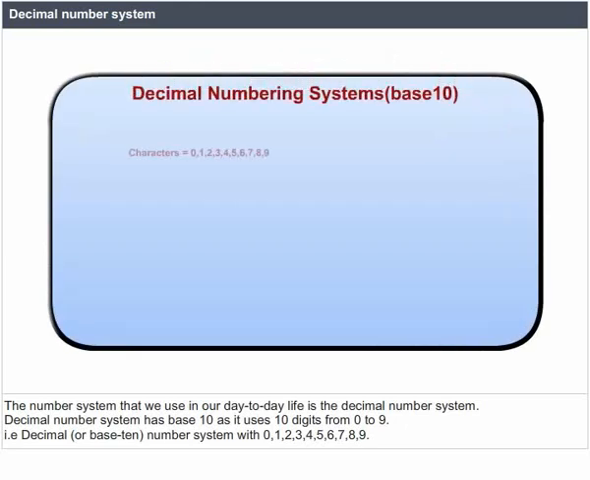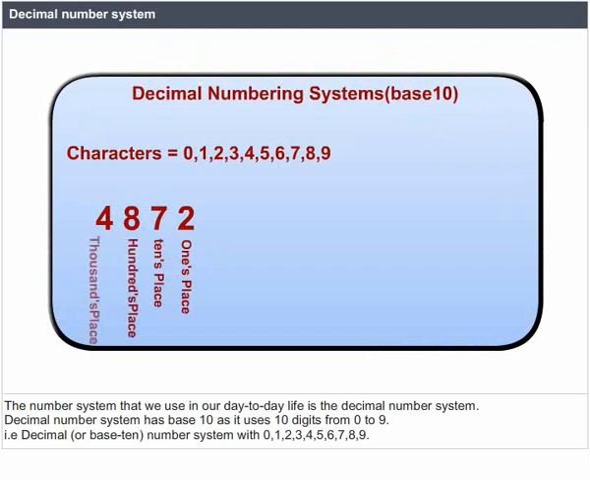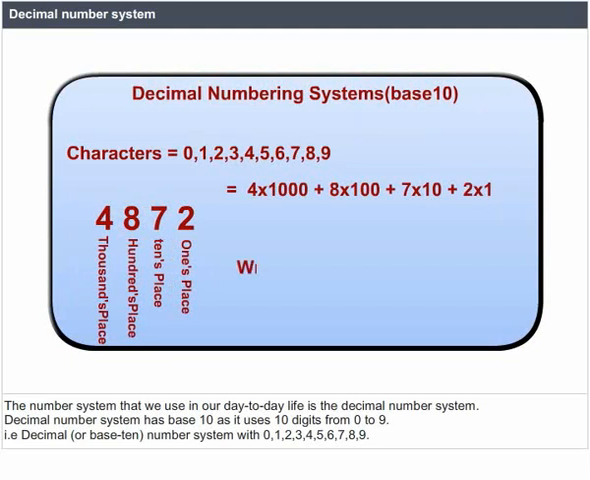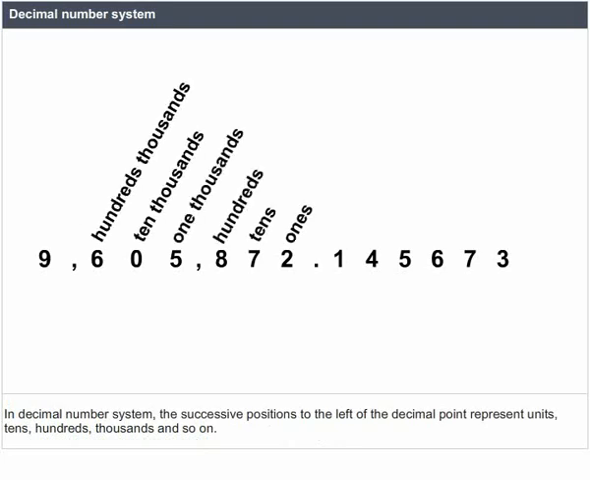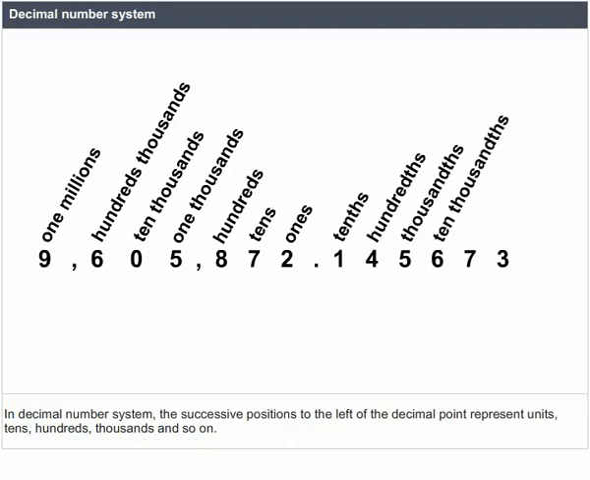Decimal number system. The number system that we use in our day-to-day life is the decimal number system. Decimal number system has base 10 as it uses 10 digits from 0 to 9, that is, decimal or base 10 number system with 0, 1, 2, 3, 4, 5, 6, 7, 8, 9. In the decimal number system, the successive positions to the left of the decimal point represent units, tens, hundreds, thousands, and so on.